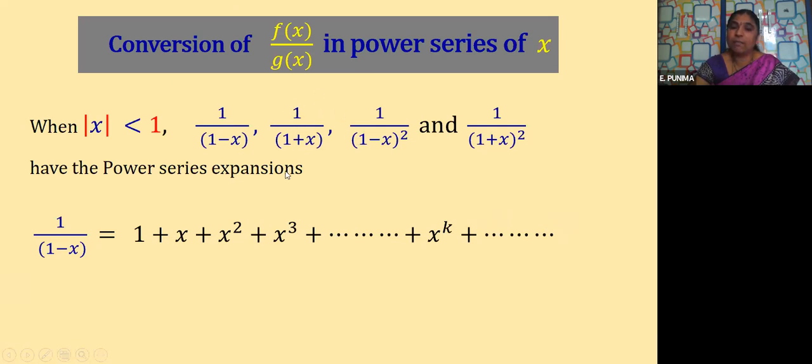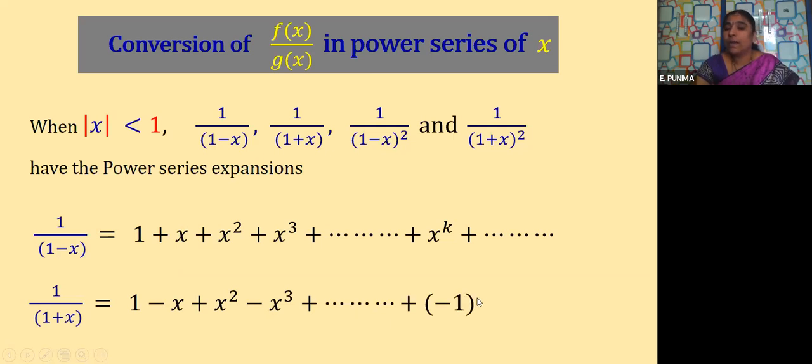Similarly, the other fractions, that is 1 by 1 plus x, are also there. The other two are also there. So what are the expansions we have? How do we get these expansions? Only by the division process, children. Nothing more is there in that. 1 minus x plus x square minus x cube plus so on, minus 1 to the power of k into x to the power of k.